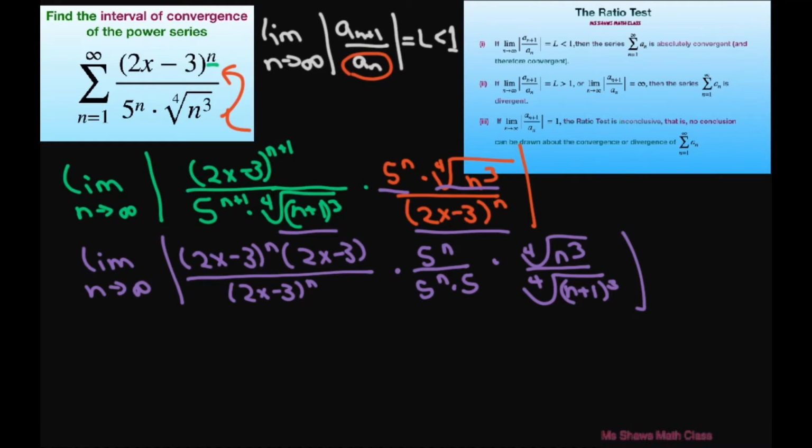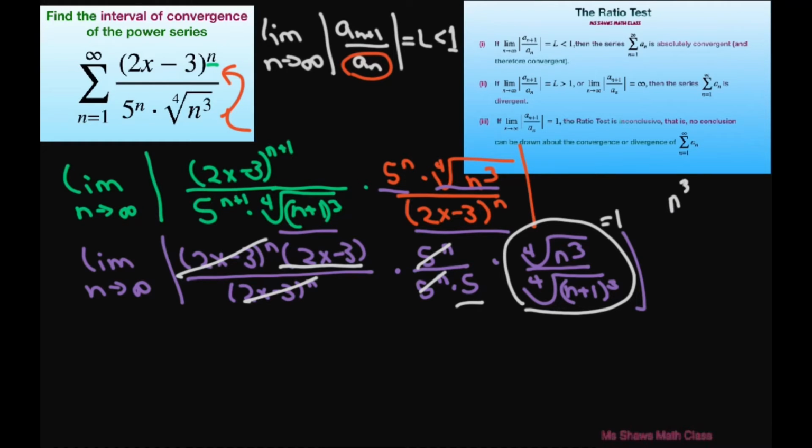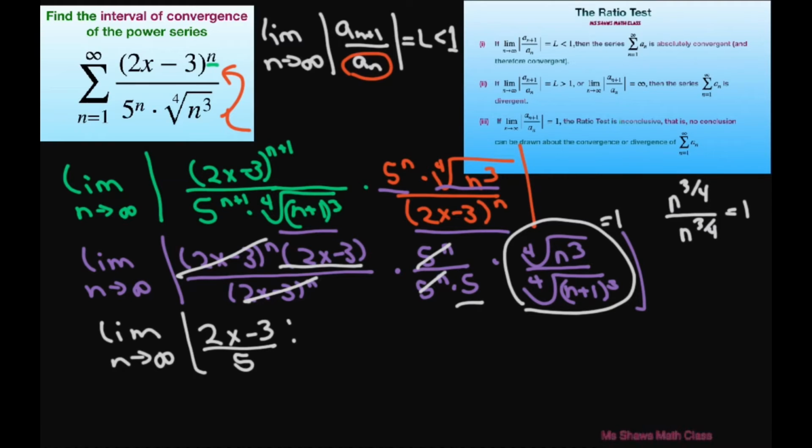Now simplifying, let's see, we can cross these out. So we have this over this. Now, you take the limit of this. This is just going to equal 1, because basically you're going to have the n to the 3/4 as your leading coefficient, and here it's going to be n to the power of 3/4. And that's just going to equal 1. So we finally have the limit as n approaches infinity of (2x minus 3) divided by 5, and this is just going to be times 1. So your answer is just going to be the absolute value of this.